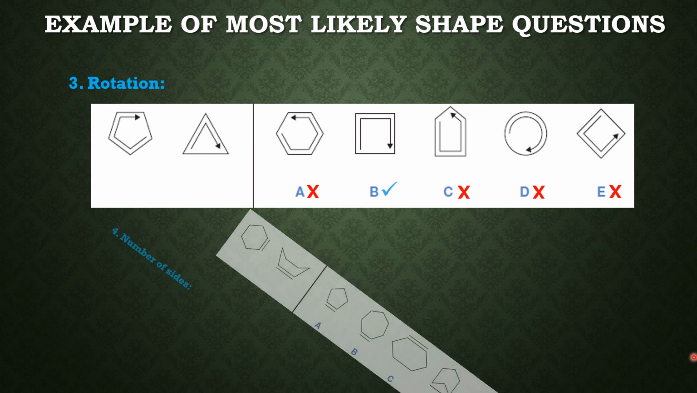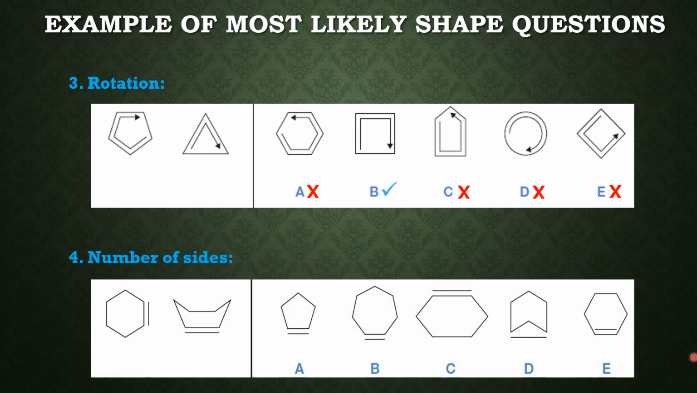Let's have a look into the next example. This particular example has two patterns. If we see, these have first 6 edges. If you see here, 6 edges and 6 edges here, and in one of the flat edges there is a parallel line outside of the image.